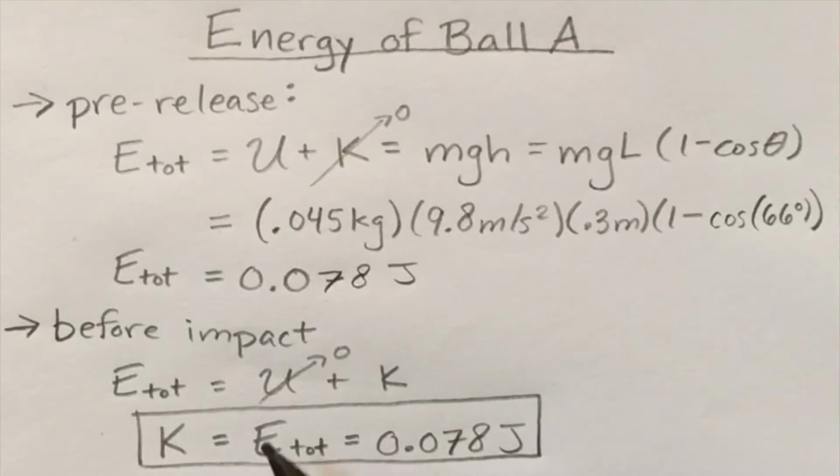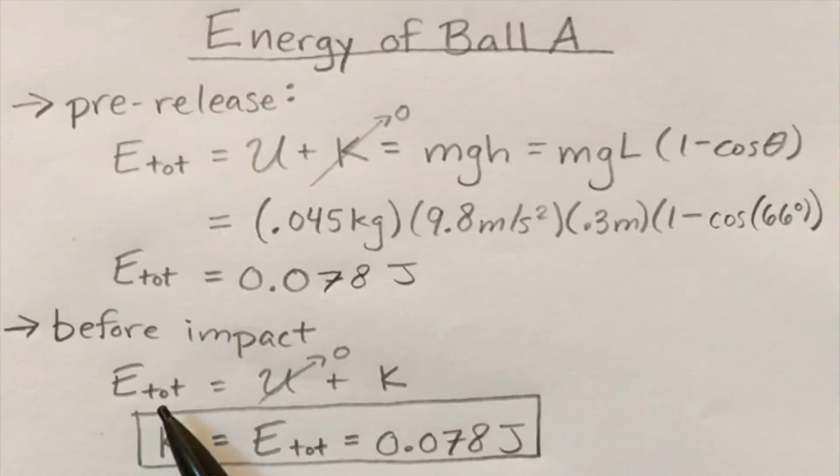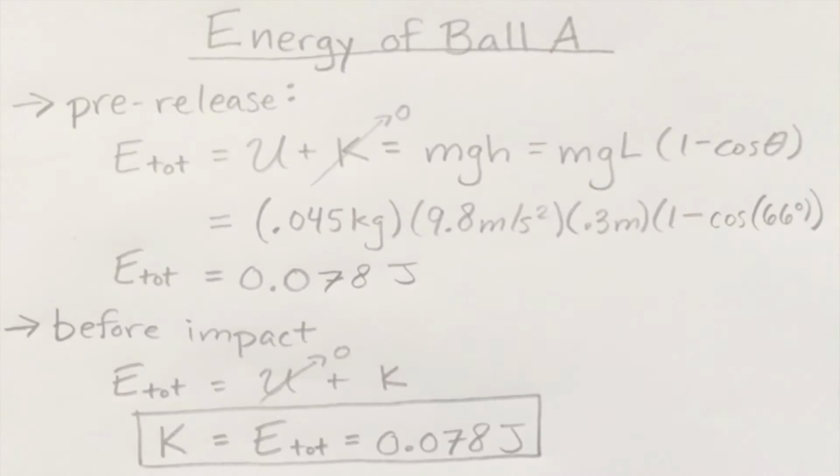Just before impact, all of the energy of ball A is kinetic energy because it's now at the reference height of h equals 0. Because energy is conserved, the energy of the ball before it was released has to be equal to the ball just before impact, which means that the kinetic energy of the ball right before it hits ball B is 0.078 joules.